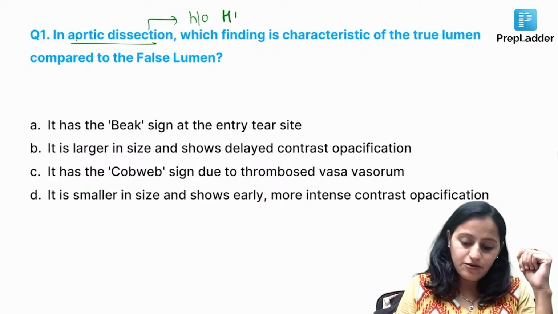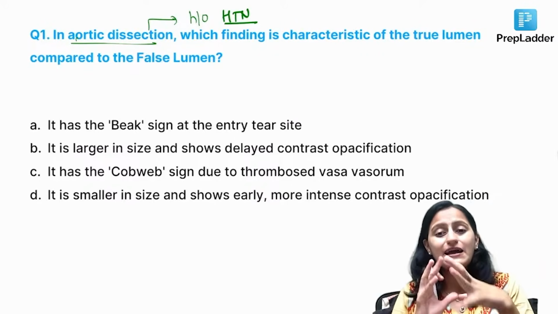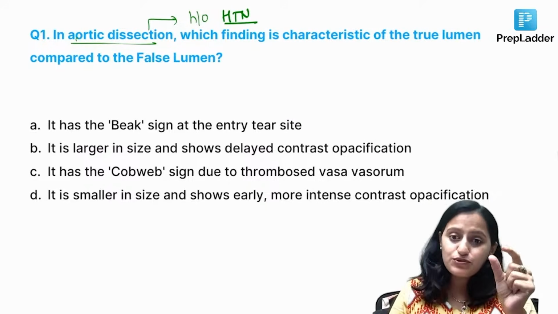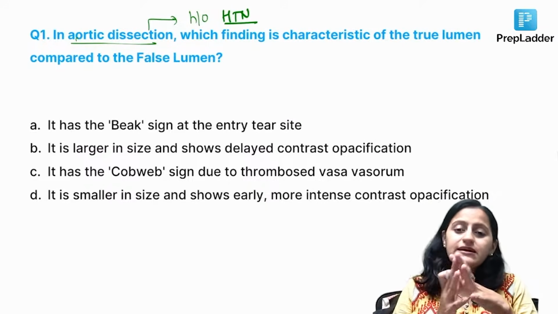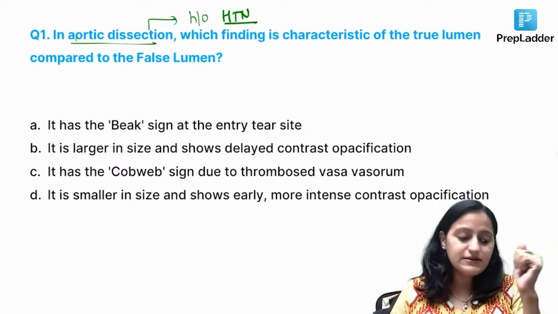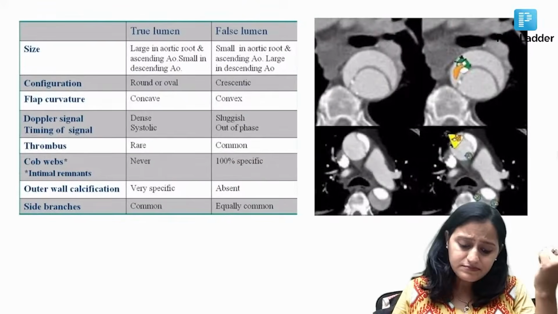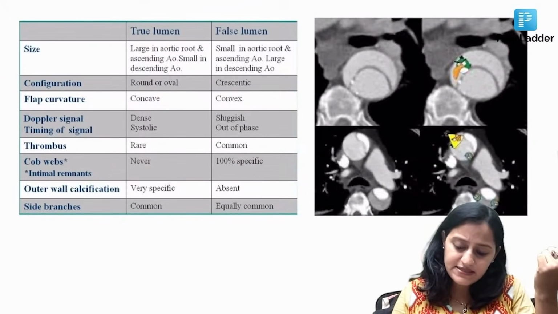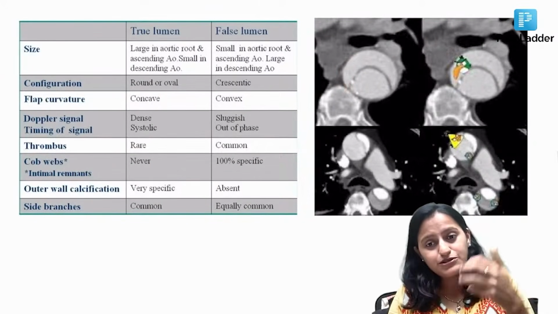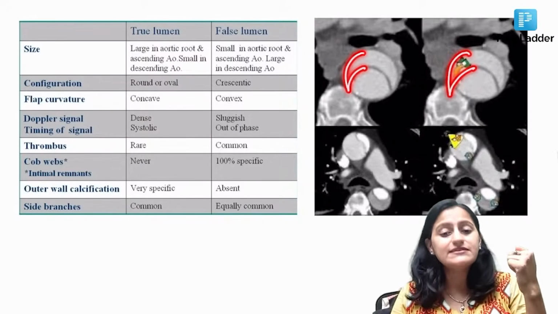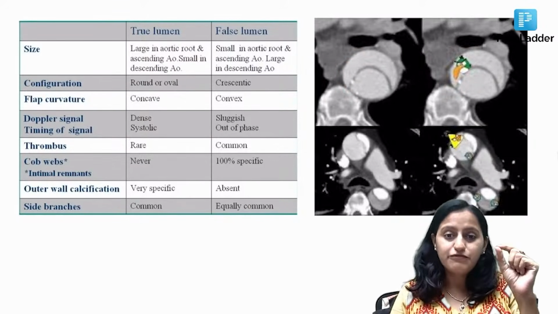Yes, it's a history of hypertension, right? High blood pressure tearing the intima leading to dissection. So you have a true lumen and you have a false lumen, the intimal tear producing the false lumen. Absolutely right. We have learned in our radiology videos on the PrepLadder app that if you see this beak sign, this is suggestive of a false lumen.